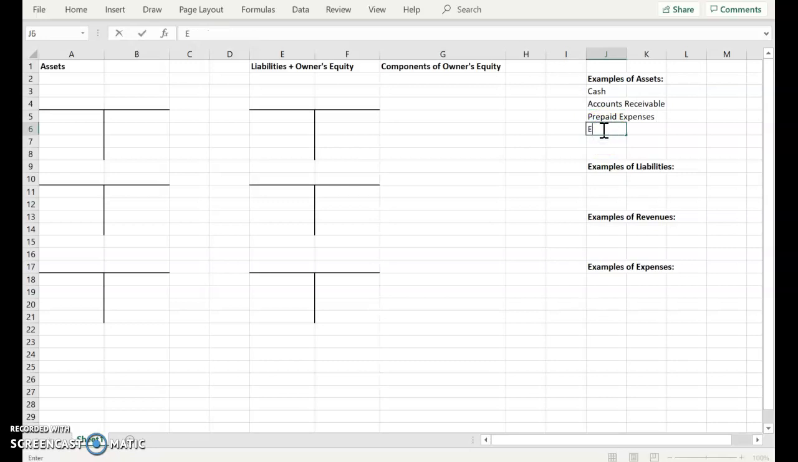Equipment and land. And these are just some examples of assets. We will discuss more later in the semester.